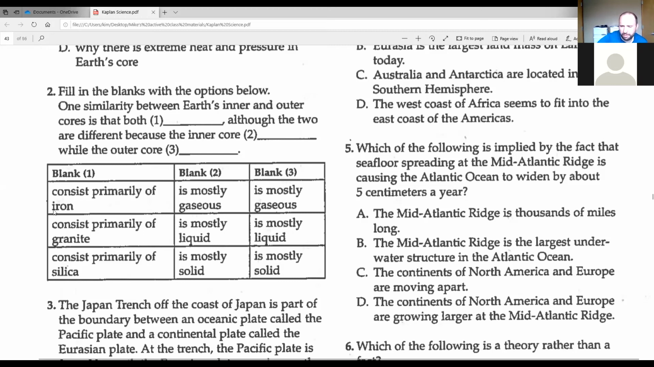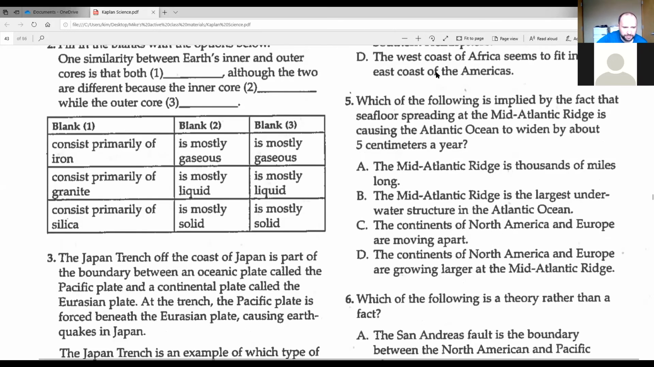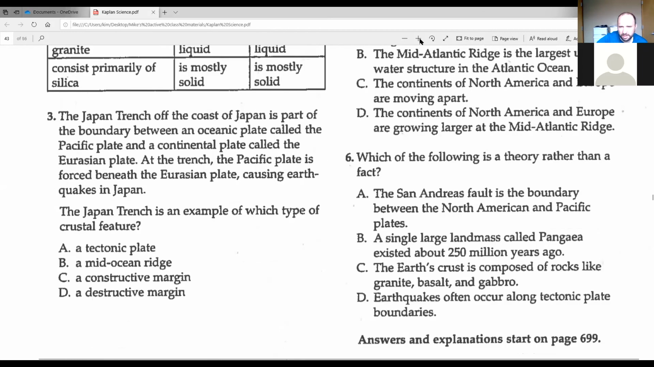I kind of walked us through that one maybe a little bit too quickly, so hopefully you had a chance to actually try that one on your own. I'll let you look at number 3 and give a little more time to answer this.